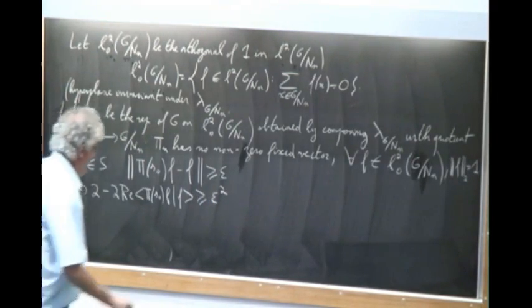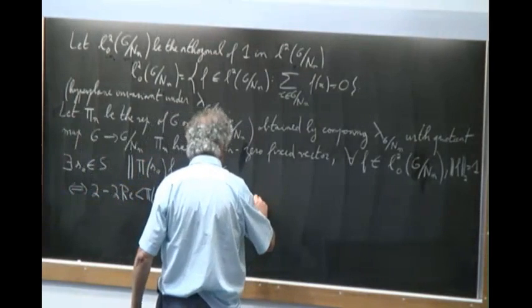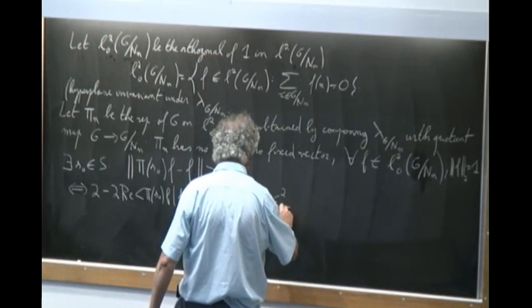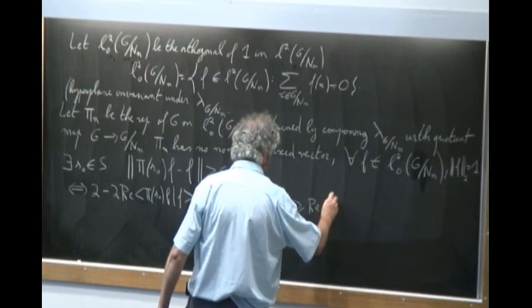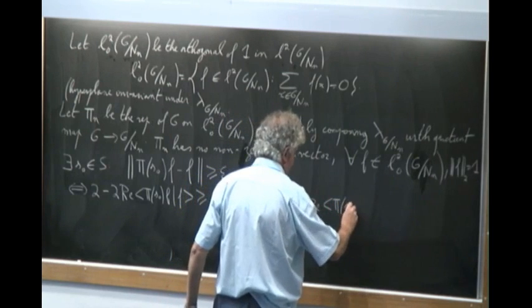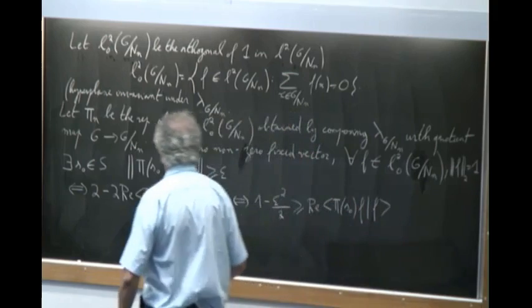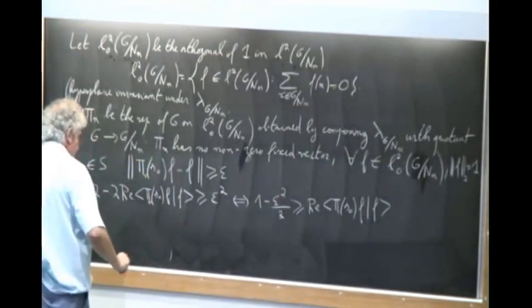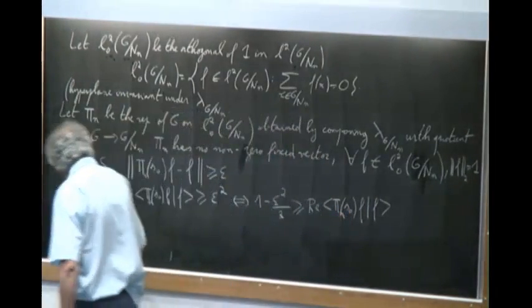And rearranging, 1 minus epsilon squared over 2 is larger than the real part of pi S0 F, F. And I suppose that pi should be pi sub n everywhere. Yeah. Pi sub n. Okay.